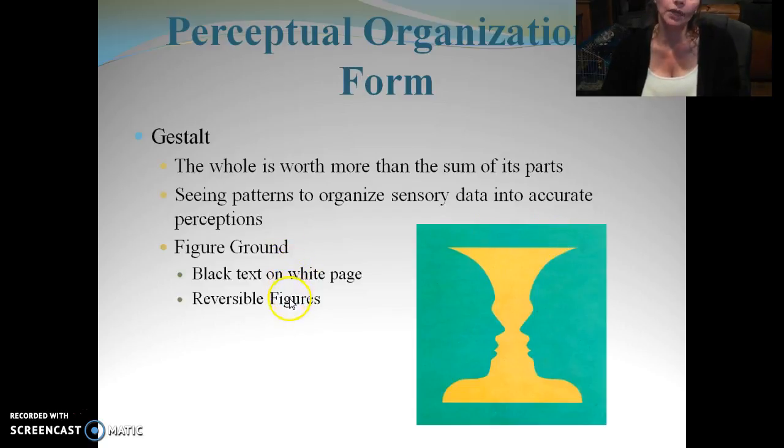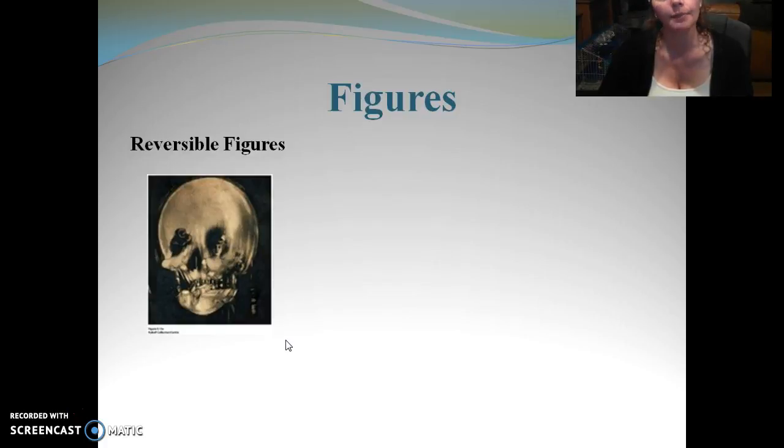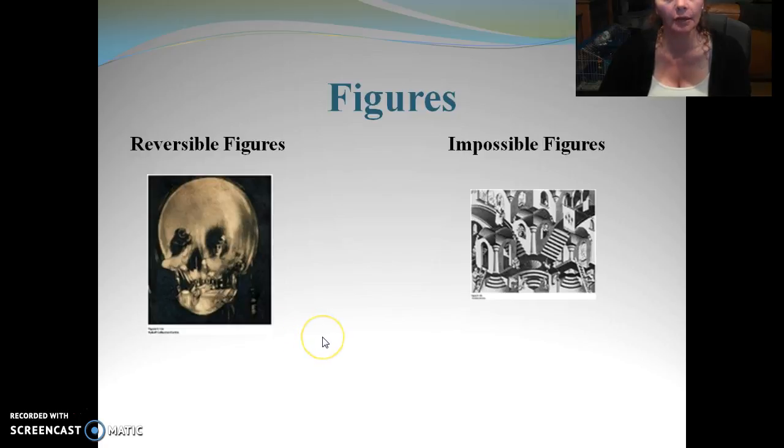We utilize this concept regularly, even when reading our textbook, because we see the white as the background and the black lettering as the figure that we're focusing in on. Reversible figures are another key component of looking at the illusions that can be created. Here you see reversible figures that can show multiple images all in one. And again, it depends on the figure-ground component.